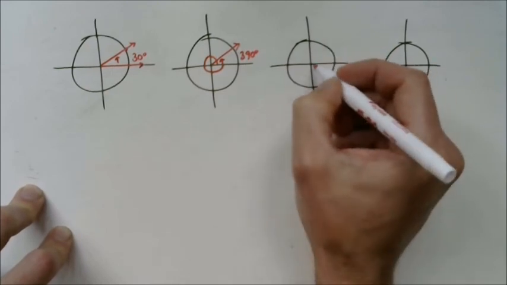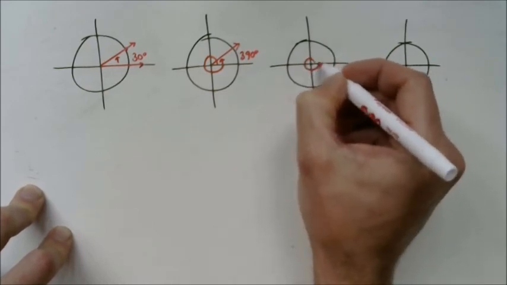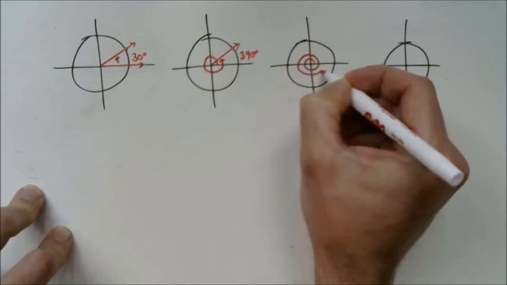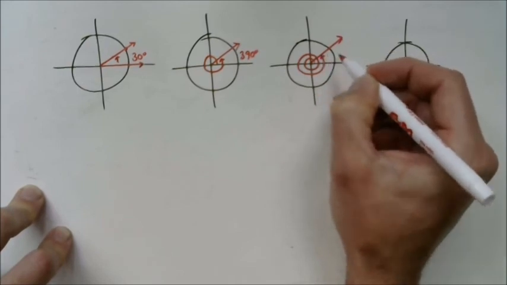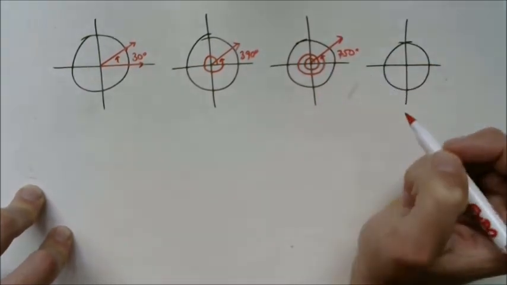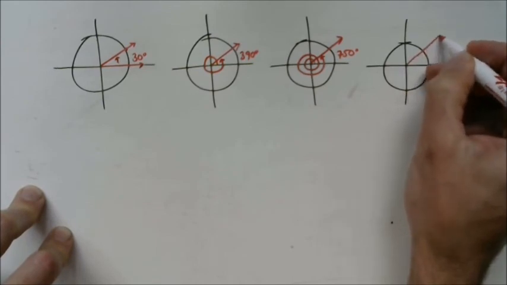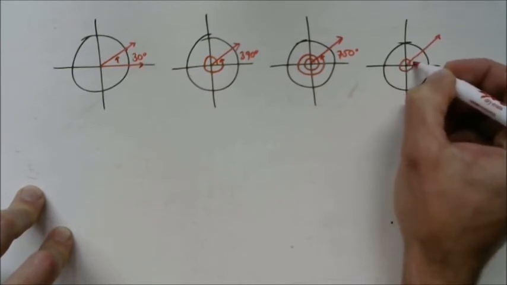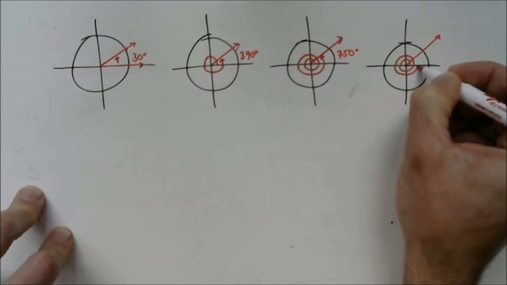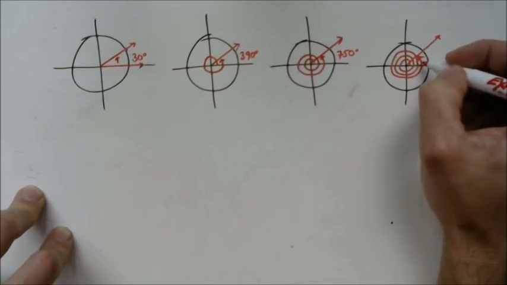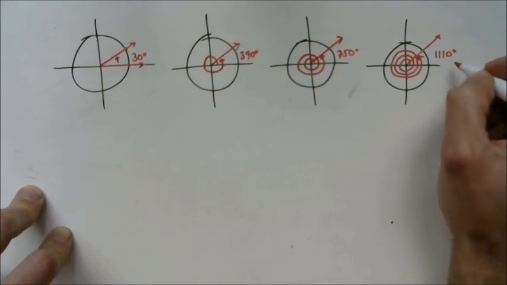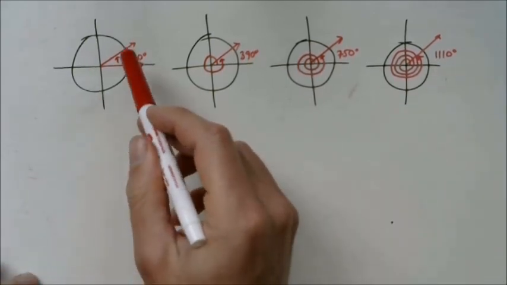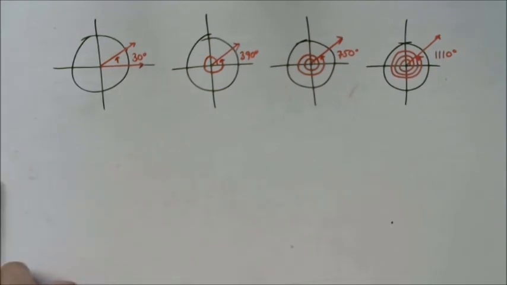Well, how do we get another one? Well, we just have to go around the circle once for 360, twice for 720, and then add another 30, and we end up at an angle of 750 degrees. Well, what about another one? We'll go around the circle once for 360, twice for 720, another time for 1080, add our extra 30 that we started with, and we end up at 1110. So there's three positive angles with the exact same terminal arm as a 30-degree arm.